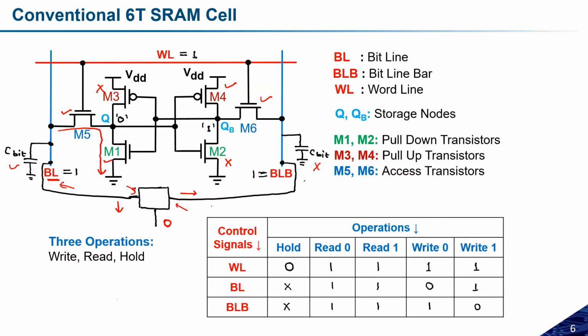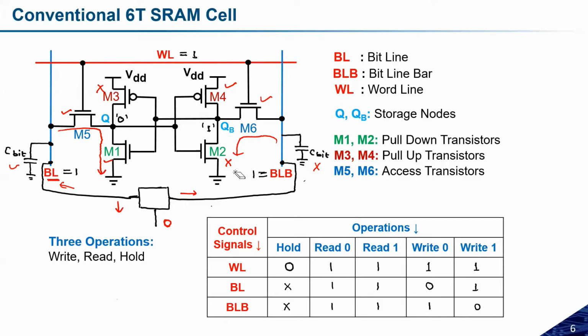Similarly, on the other side, you got the answer? Yes, sir. Okay, on the other side, if QB is equal to 0, in that case, this BLB capacitor will discharge through transistors M6 and M2, and the BL capacitor will remain the same. So this voltage will reduce and this will remain the same. In that case, it will give logic 1. So it will decide that the data stored at Q is 1. So this is how we can decide these things.